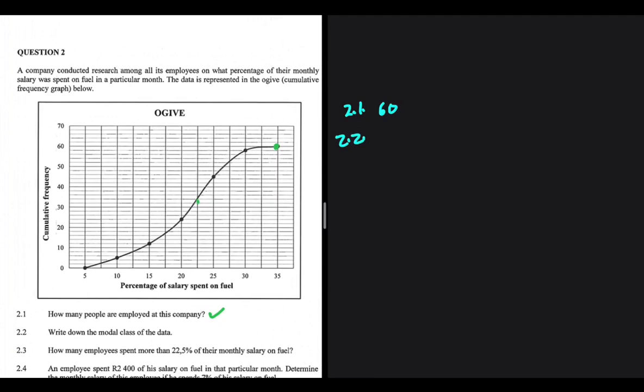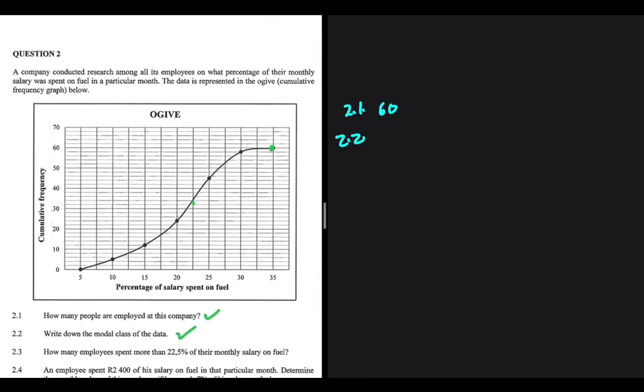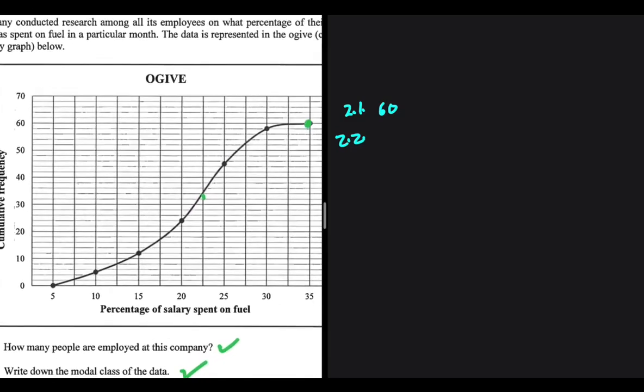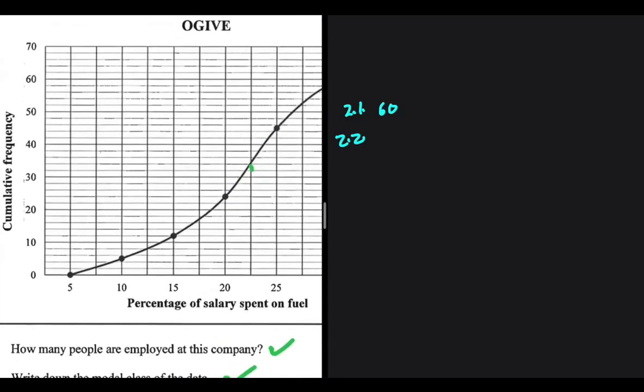Write down the model class of the data. Well, let's read through our statement and see what is happening. A company conducted research among all its employees on what percentage of their monthly salary was spent on fuel in a particular month. The data is represented in the cumulative frequency graph below. Okay, so we're looking for the model class of the data. The model class derived from the board is where we have the highest frequency. So let's go ahead and take a look at that.